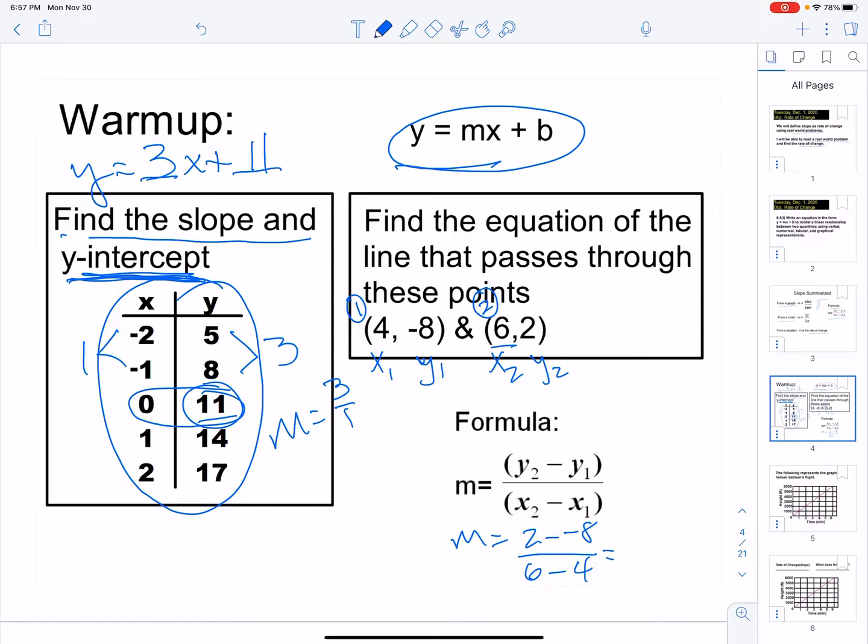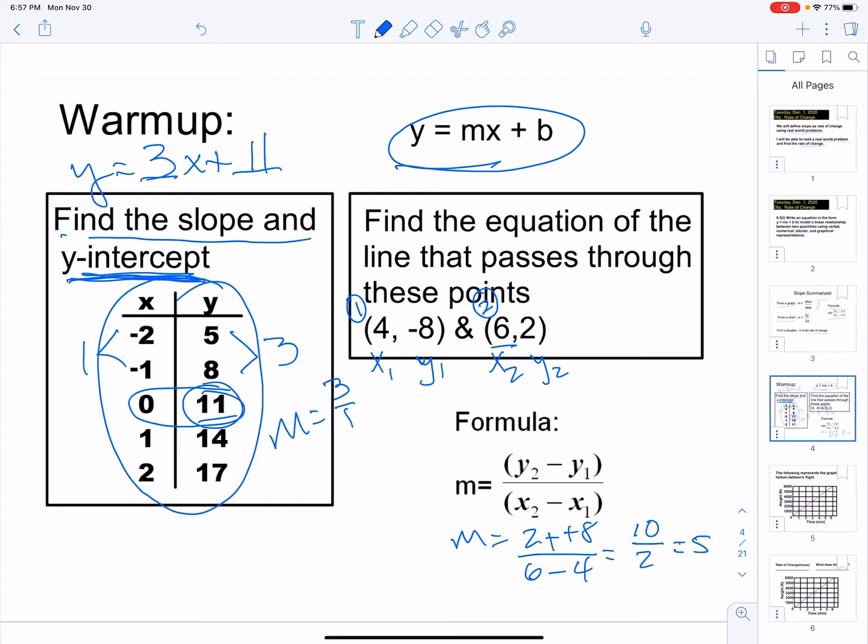And then we do our math. I'm going to do this without using the calculator. So 2 minus -8, I know I'm going to change my signs. I change subtraction to addition next to its opposite, and I end up with 2 plus 8, which is 10, divided by 6 minus 4, which is 2. So 10 divided by 2 is 5. So the slope in this problem is 5.